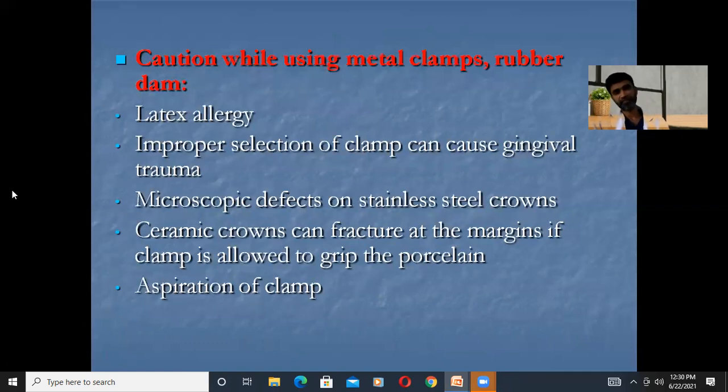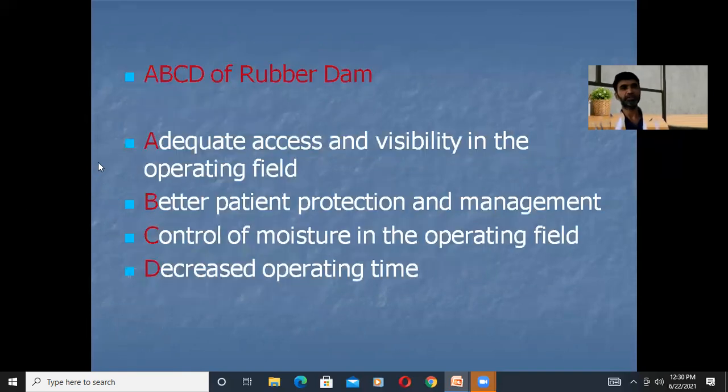We have to take some caution while using metal clamps and the rubber dam. The rubber dam is made of latex, so there can be latex allergy. Improper selection of clamp can cause gingival trauma. Microscopic defects can occur on stainless steel crowns. Ceramic crowns can fracture at the margins if the clamp is allowed to grip the porcelain, and in a few cases there might be aspiration of the clamp. These are the cautions while performing the procedure.